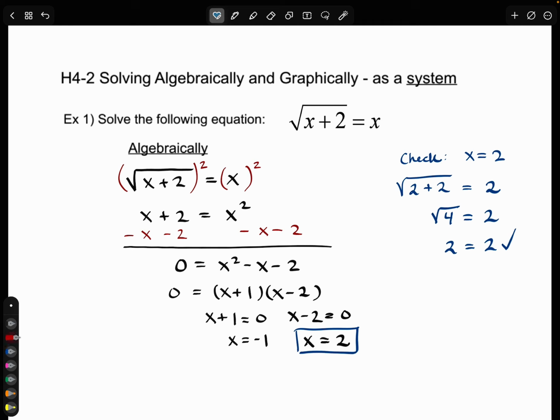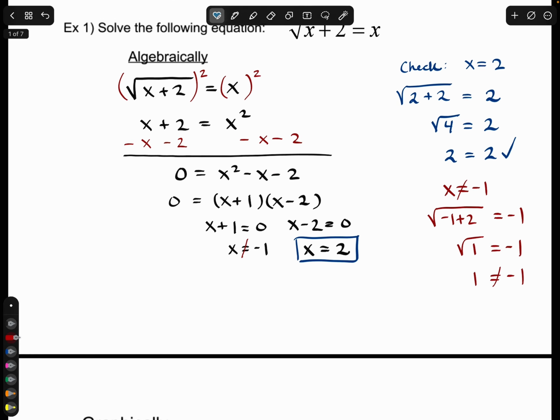And then let's try our negative 1. We're going to check that x equals negative 1. So the square root of negative 1 plus 2 is equal to negative 1. Which gives us the square root of 1 equals negative 1, but the square root of 1 is 1, so that is not going to work, which means that x equals negative 1 is an extraneous solution. It does not work with this equation. So our answer for this one should be x equals 2.